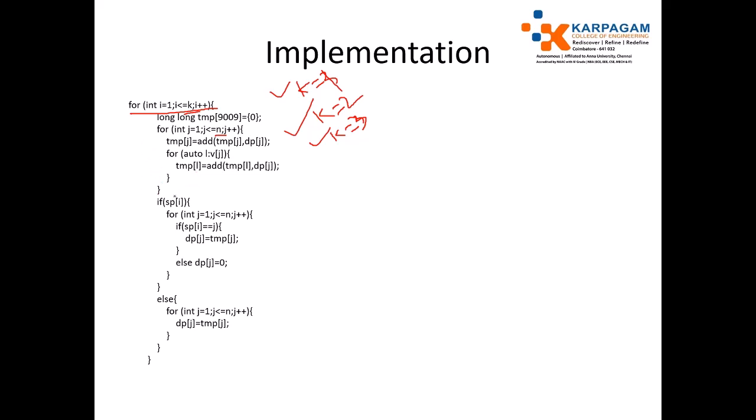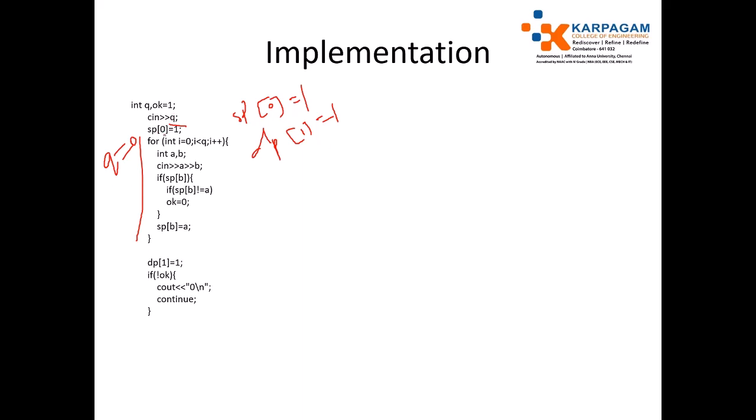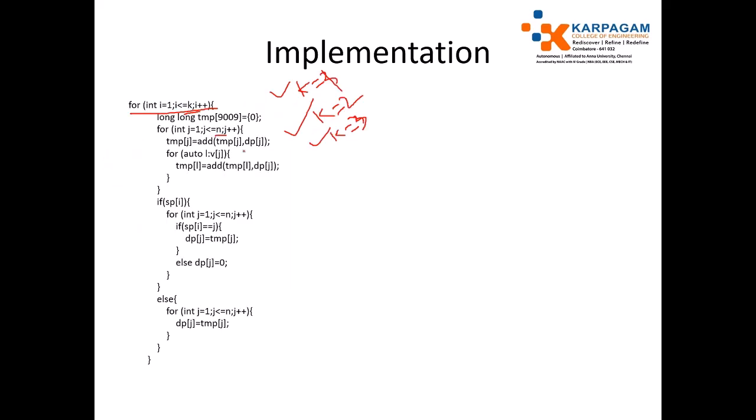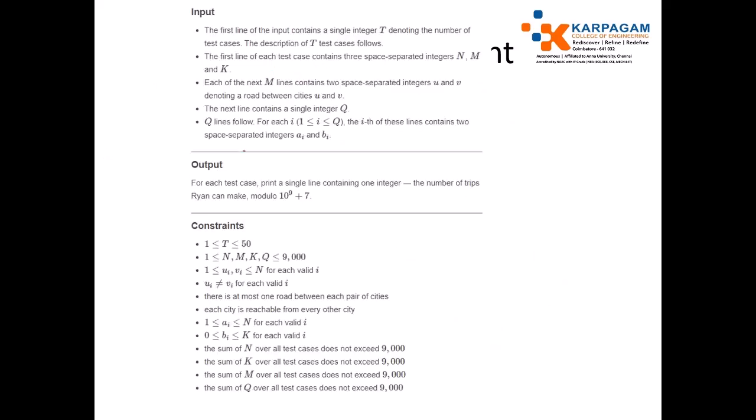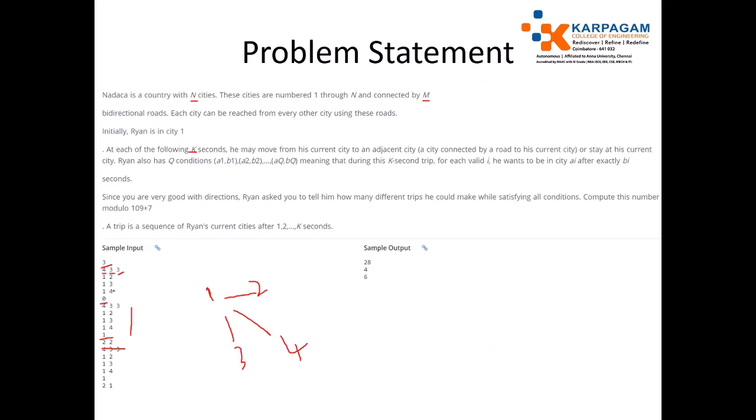Next, if SP of i is true, for example, here SP of 0 is 1. So we set SP of 0 equal to 1, and the other values are 0. So it does not have different conditions. After every second, it makes a trip. Here in the sample input we have only 0, so it does not have other conditions.